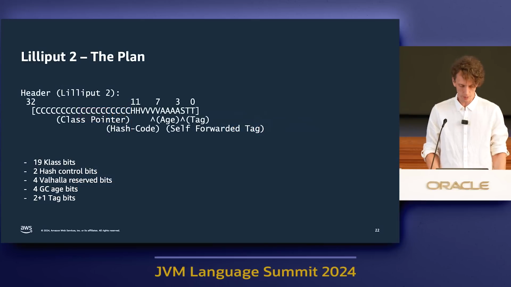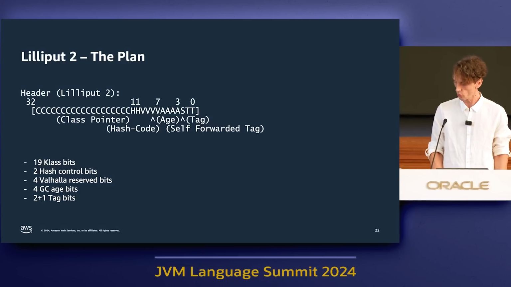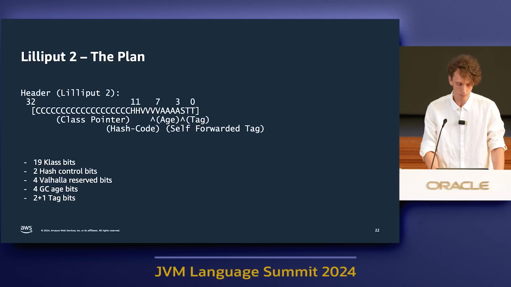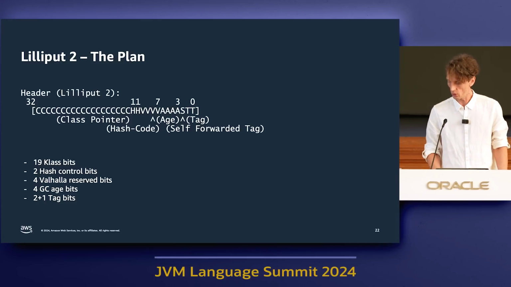So how does that work? The plan. So this is how we want it to look like. We still have the lowest bits more or less the same. We still have the lock bits in the lowest 2 bits. We have the self-forwarded bits. We have 4 bits for the GC age. We have another 4 bits reserved for Valhalla. So far so good. And then we have only 2 bits for the identity hash code and only 19 bits for the compressed class pointer.